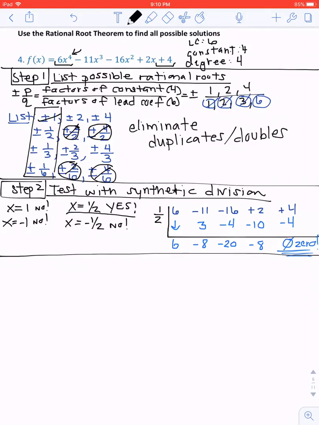You should be pretty quick with synthetic division, or if you're not, then it will just take you a little longer, but that's fine. You'll get quicker and quicker because you're going to do it a lot in this chapter. All right, so step 3. We're going to rewrite in factored form.